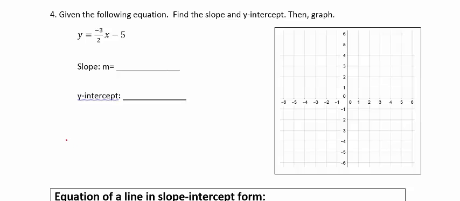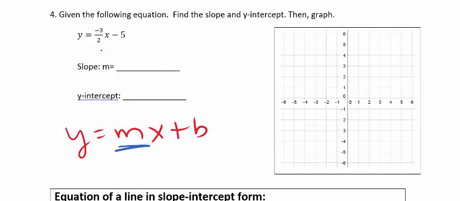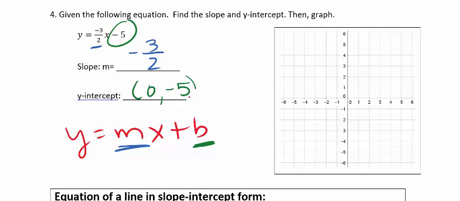So in our equation, again, we're looking for our y equals mx plus b, where m is our slope. So our slope is right here in front of x. Our slope's going to be -3/2. And then our y-intercept is our b, and we have our y-intercept right here, and it's always x is equal to 0, and then 0, -5. So I'm going to go ahead and start by plotting the point 0, -5, and then I'm going to use the slope of -3/2 to graph the line.